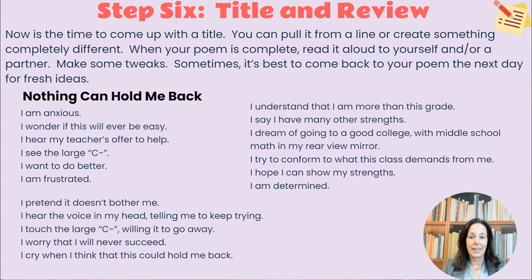Okay, step 6, title and review. Now it's time to come up with a title. You can pull a line from your poem or create something completely different. When your poem is complete, read it aloud to yourself and or a partner. Make some tweaks. Sometimes it's best to come back to your poem the next day to get some fresh ideas. So I decided to call my poem Nothing Can Hold Me Back. And here's my entire poem.